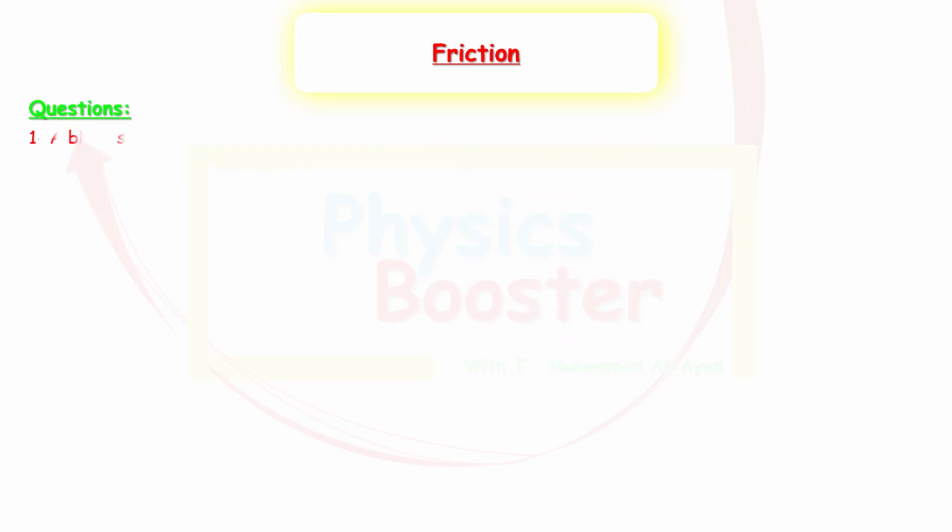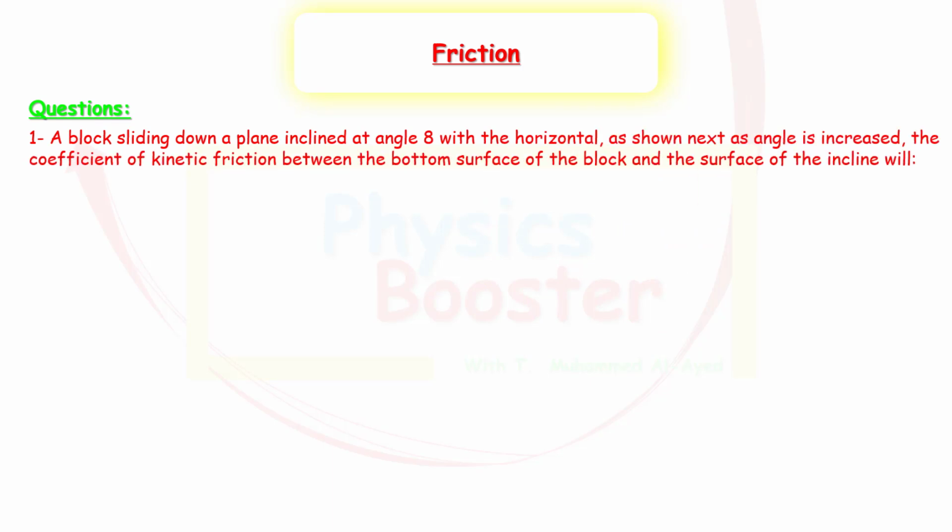Let's see more questions. Here it says that a block is sliding down an inclined plane surface. The inclined surface is at 8 degrees with the horizontal as shown next. The angle is now increased. As you can see, we are increasing the angle here. The coefficient of kinetic friction between the bottom surface of the block and the surface in this case will, again, so let's try to introduce this question. Now we had a small inclination angle. Now we increased this inclination angle. What will happen to the coefficient of kinetic friction?